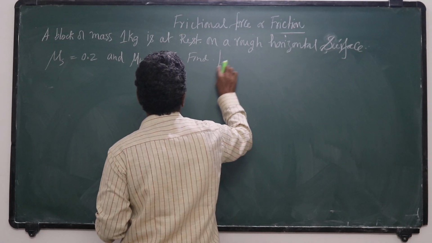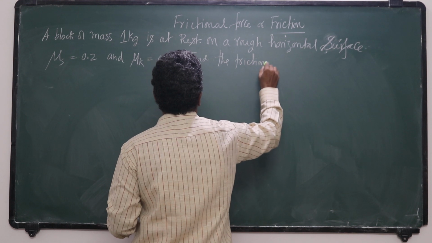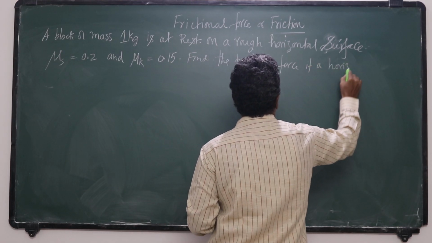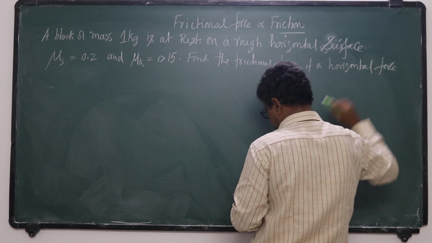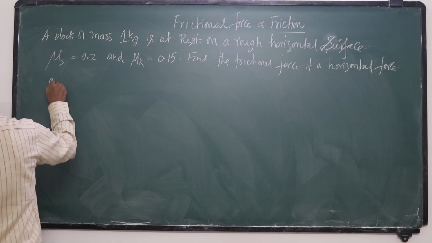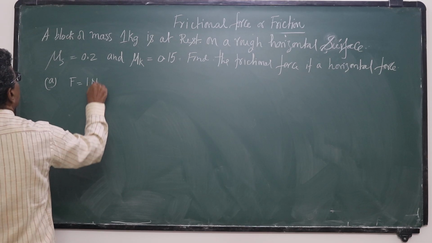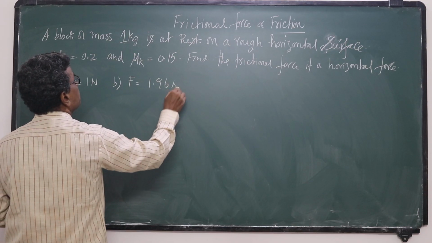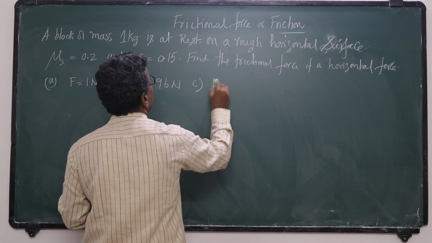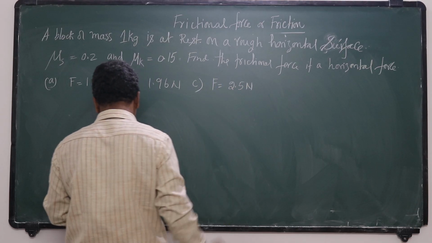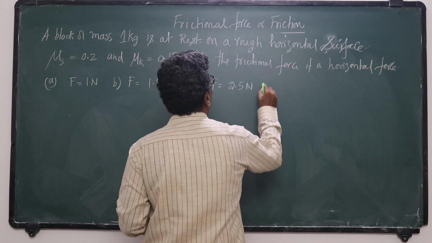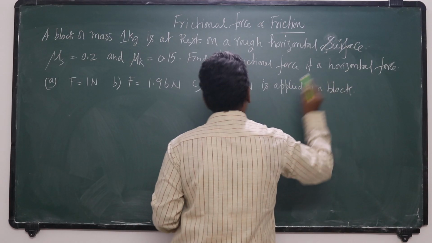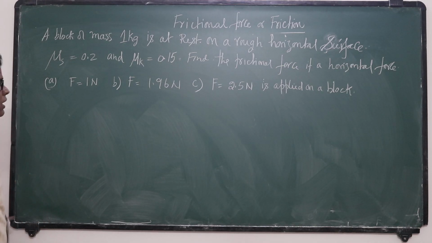Find the frictional force if a horizontal force, A, F is equal to 1 newton, B, F is equal to 1.96 newtons, C, F is equal to 2.5 newtons is applied on the block. Okay, this is the problem. So we have to solve this one.